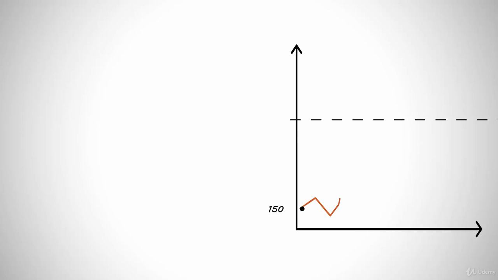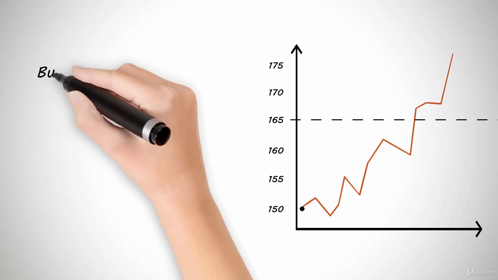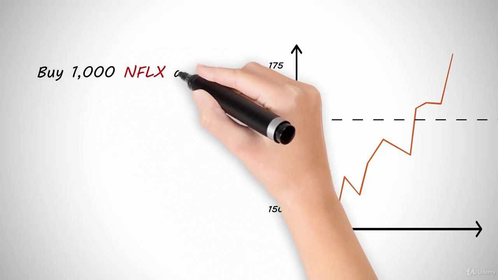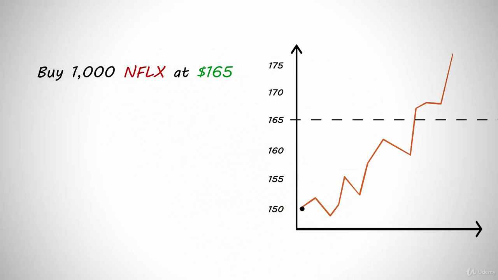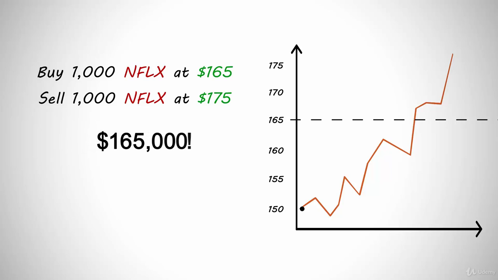If our stock prediction was correct and Netflix shot up to $175 per share, this would be a nice winning trade. We would have the right to buy 1,000 shares of stock at a price of $165 and sell it for $175. Now, you might be thinking, buying 1,000 shares at a price of $165 is still going to cost $165,000, and that is a lot more money than you have access to.